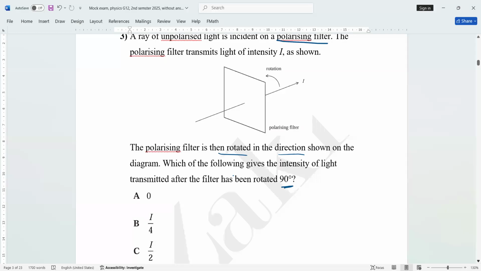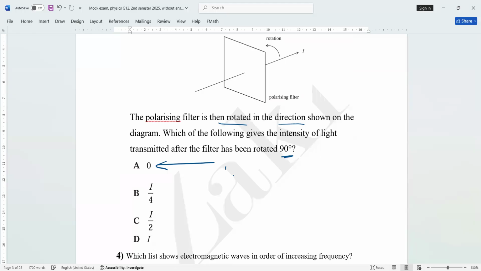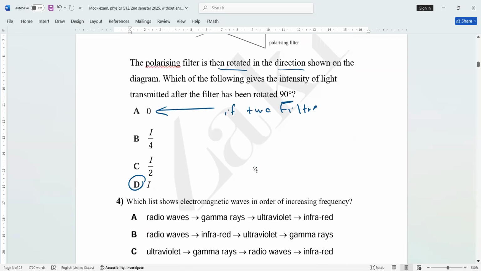Then it will be 0, but only if there are two filters. Because it is one filter, it stays the same. It does not affect it because it is a single filter. So the rotation does not affect it.